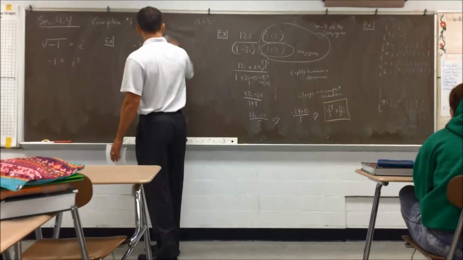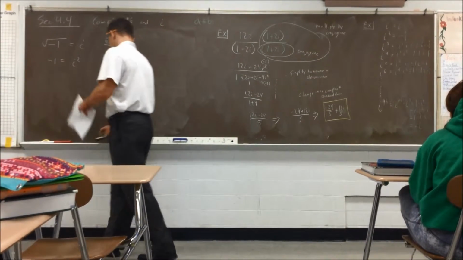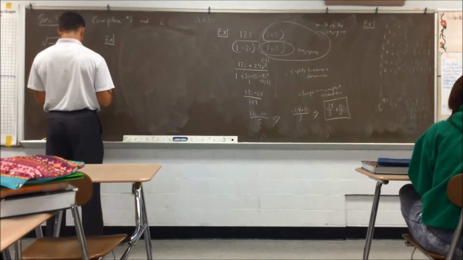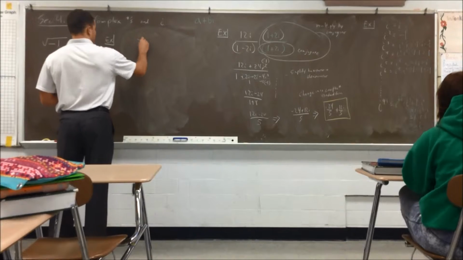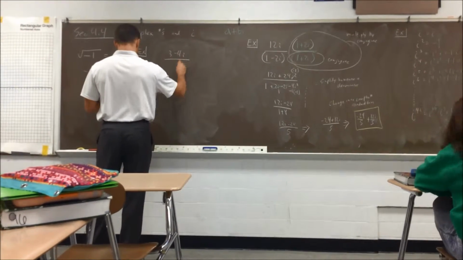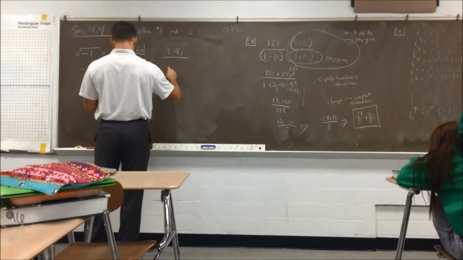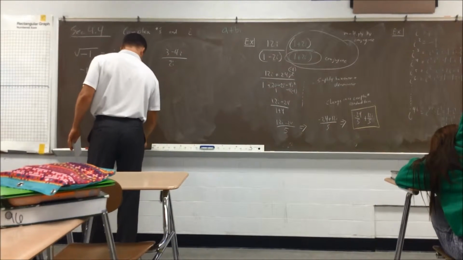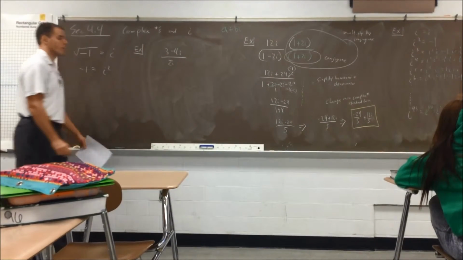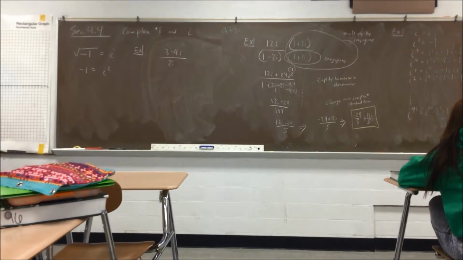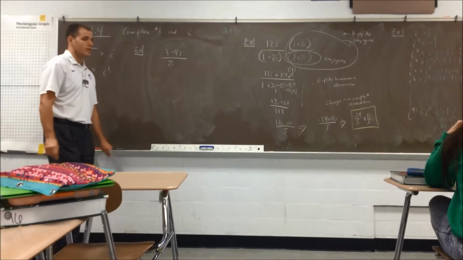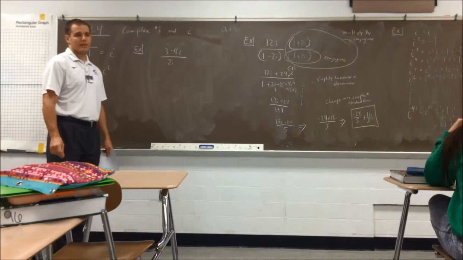Kind of have the same thing with columns like this. Let's see here. If I have 3 minus 4i all over 2i. Remember, i is the square root of -1. What do I need to multiply top and bottom by?